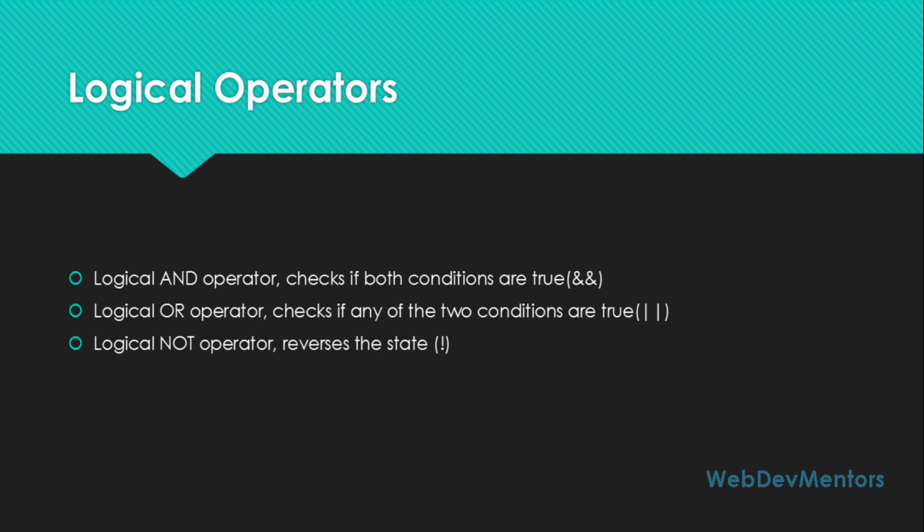Logical NOT operator is used to reverse the state of the Boolean value. So if you're having a Boolean value and you're given true as its value, then this NOT operator will reverse the state of that Boolean value and convert it to false. So NOT operator will be very useful if you want to check some condition, but you want the reverse of that condition. So let's see the actual implementation of these three operators in the program.